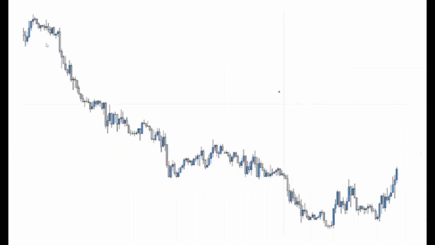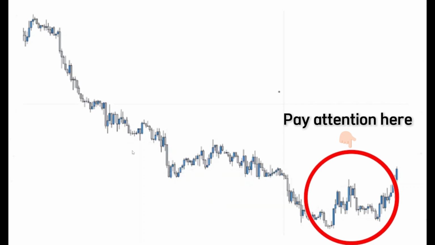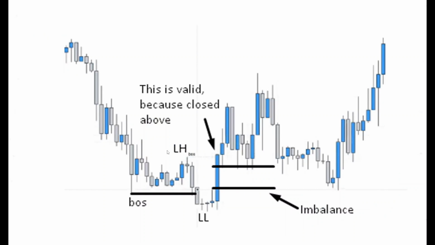Now, another example on this 1 hour: we were putting in lower lows and lower highs all the way down here. We can see at this point here, we had price put in this lower low and lower high, because this is the lower low that broke this low here. So then we can see that price impulsively broke the structure to the upside.